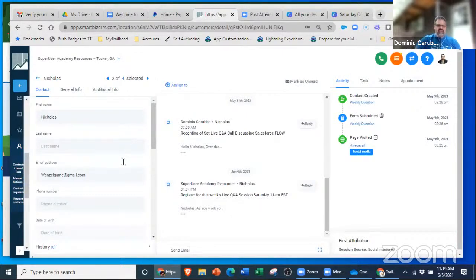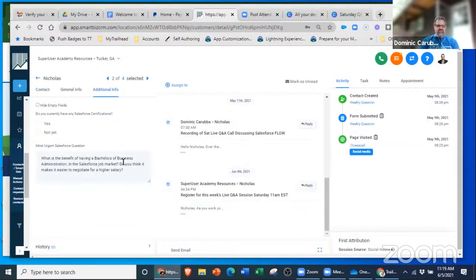So the question was, what's the benefit of having a bachelor's of business administration in the Salesforce job market? Do you think it makes it easier to negotiate for a higher salary? The answer to that is obvious, of course. But your degree is not going to get you a higher salary. It's just going to give you something to negotiate with.